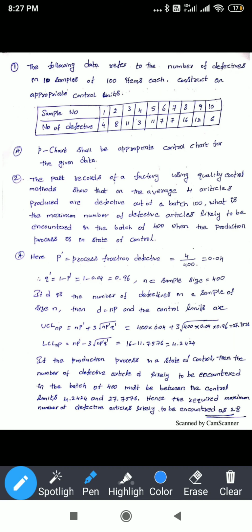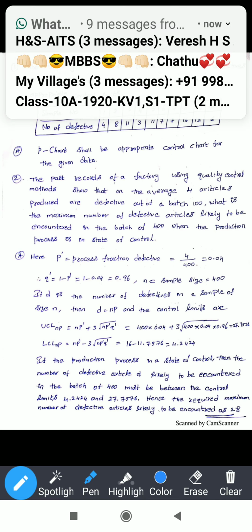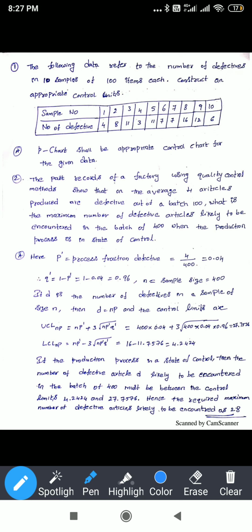See, the first one is: the following data refer to the number of defectives in 10 samples of 100 items each. Construct appropriate control limits. See, they are given the data like this. The P chart is very useful for finding this. So, the P chart shall be the appropriate control chart for the given data.